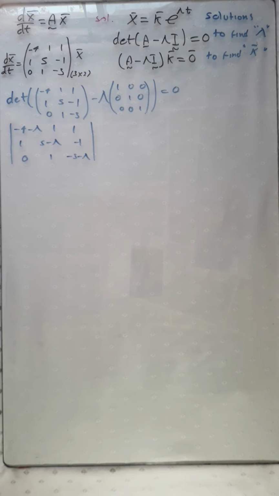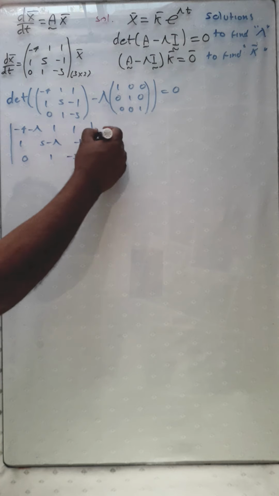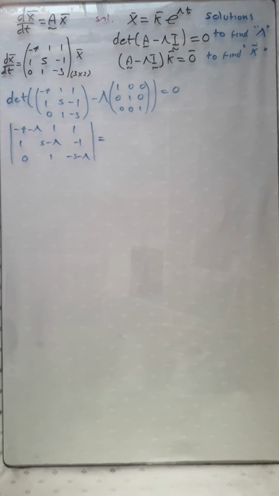In the exercises, you can jump directly to this determinant. I don't usually write this. I jump directly to the determinant, and the only difference between the determinant and the A matrix is just in the main diagonal. You have minus 4 minus lambda, 5 minus lambda, and minus 3 minus lambda, and that's the only difference. And you have to make this equal to 0. Okay, so what we have to do is resolve the determinant.